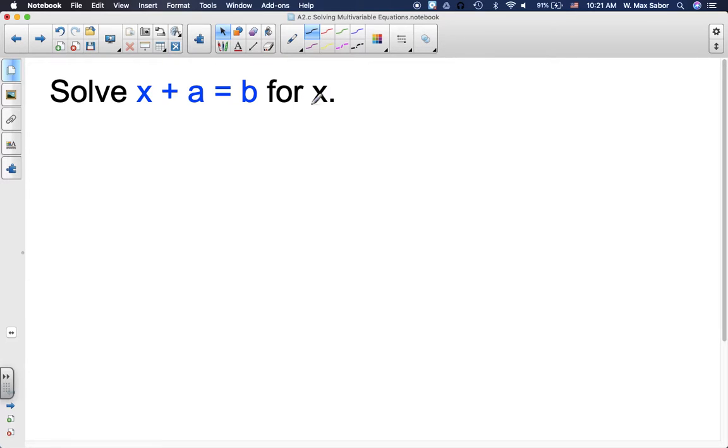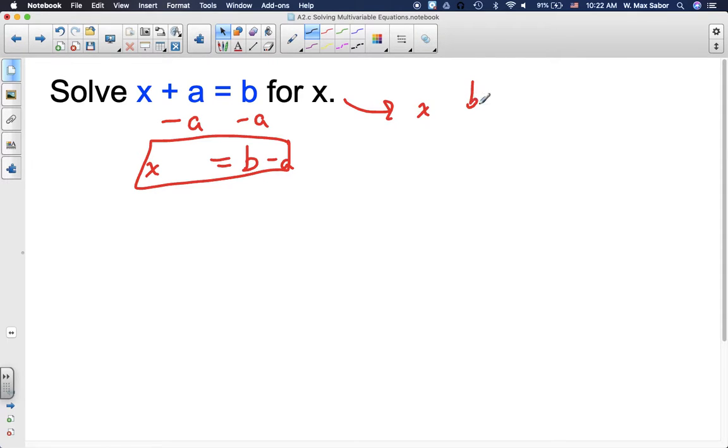When we start solving something with multiple variables, what's different here? Well, we still want x by itself, and we treat everything else as if it's a number. It's just that we won't do calculations. This is plus a. The inverse operation of adding is subtracting. So in order to get rid of that, we will subtract a. And then we say x, a minus a is 0. And then the other side is b minus a. That's it. What it means is we want x by itself.